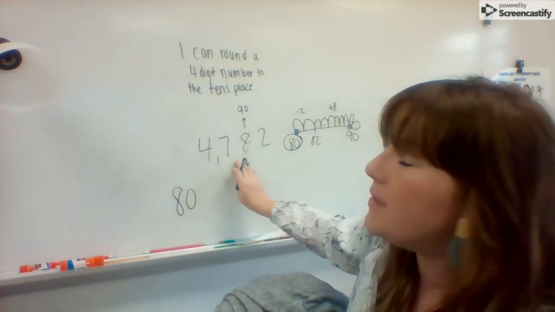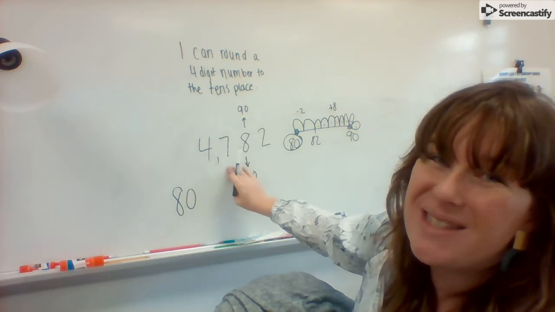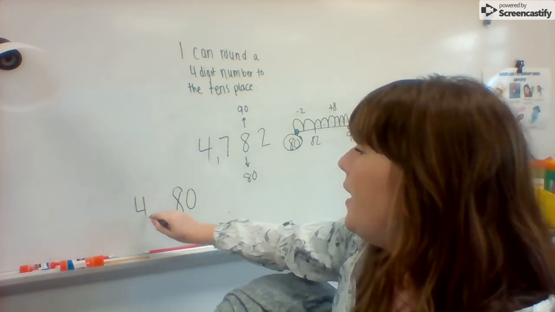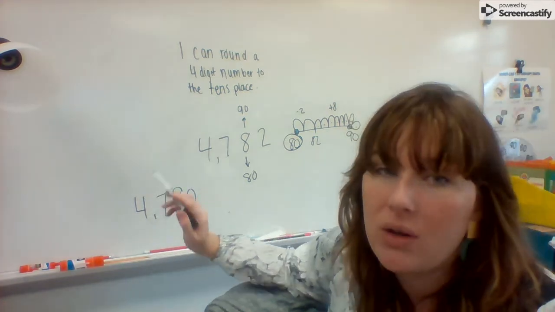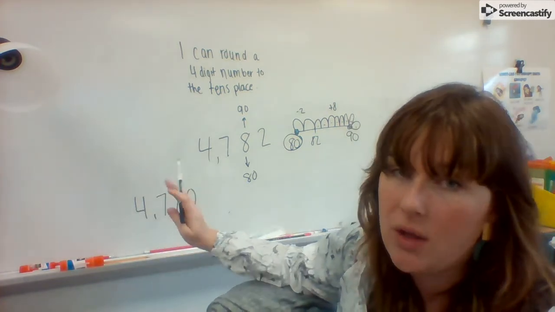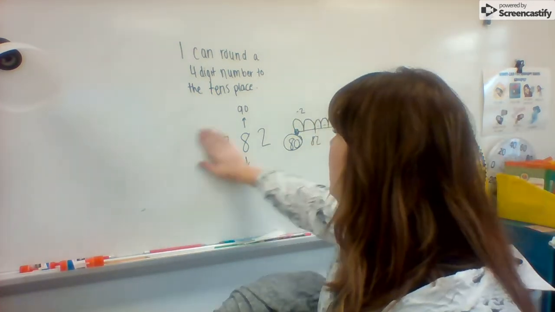But remember, this wasn't initially just 80. It was 4,780. So my answer is going to round to 4,780. You have to make sure you have all of that on there. Let's do another example.